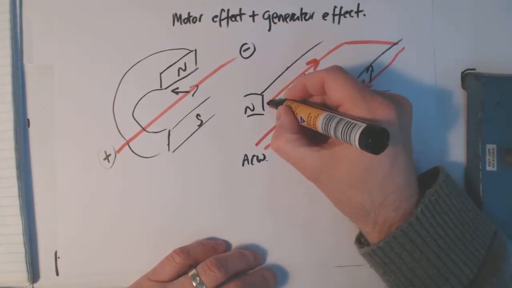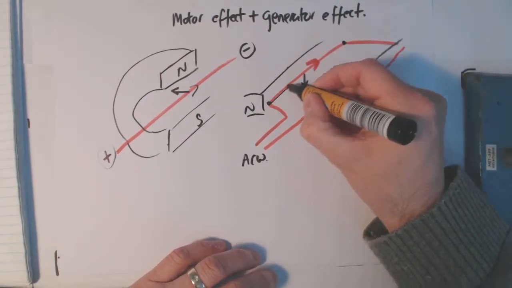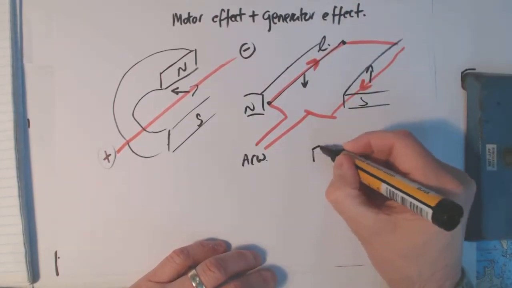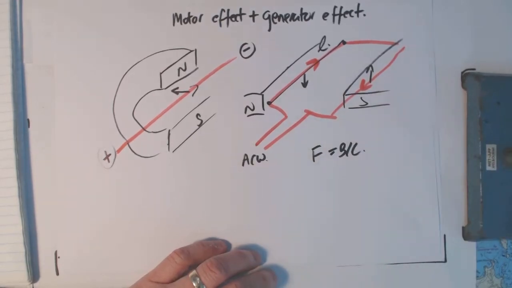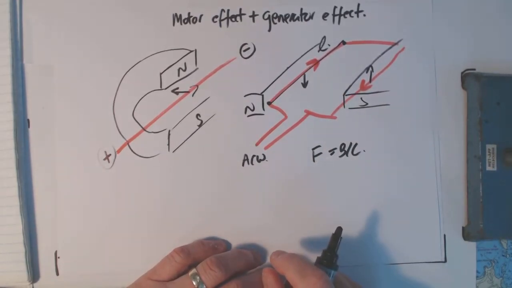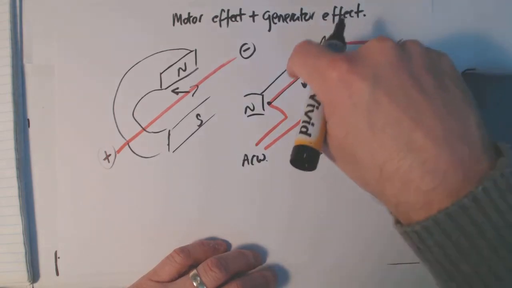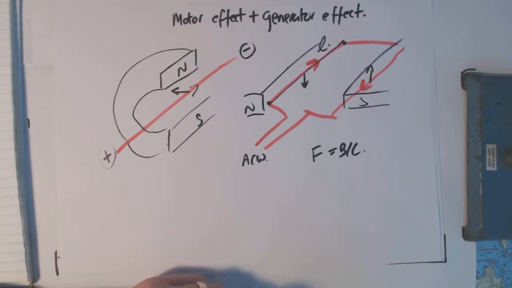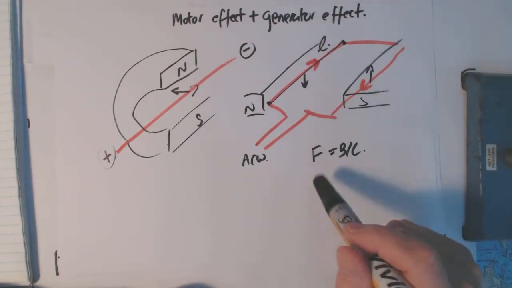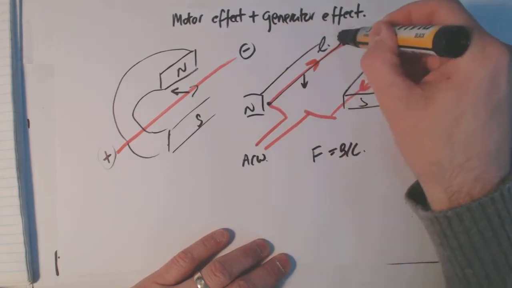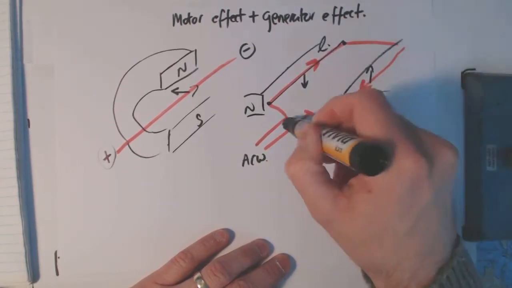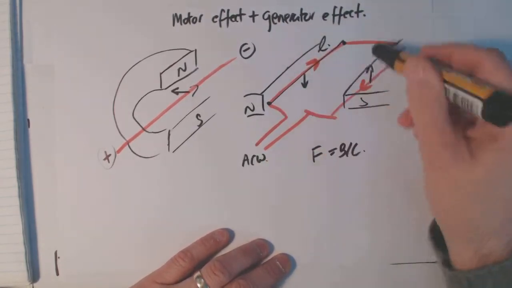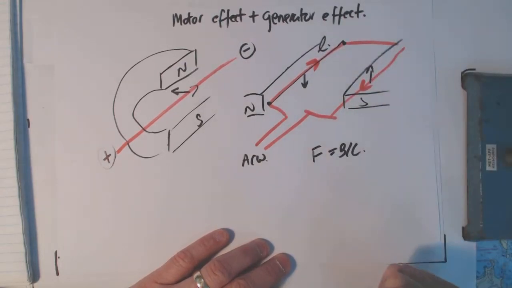What you've got on each of these loops here is a length, right? So you can do that whole F equals BIL thing. The F equals BIL thing is just saying how much force we're going to have here and how much force we're going to have here. But remember, motors don't just use one loop of wire. So you'd multiply it by the number of loops, and of course, you'd have double the force. F equals BIL times the number of loops.